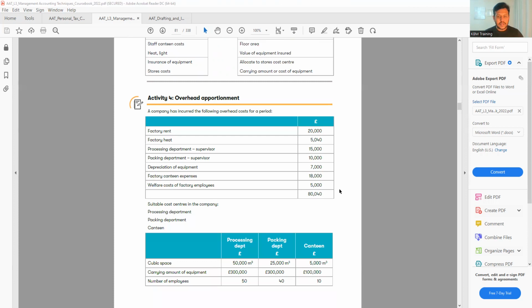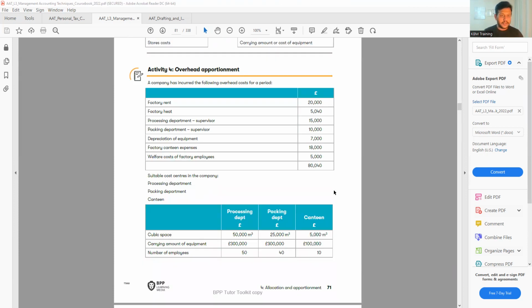Okay, so let's try this one. Activity 4, we have an overhead apportionment. The company has incurred the following overhead cost for a period: factory rent, factory heating, and then we have a processing department supervisor, packing department supervisor, depreciation of the equipment, factory canteen expense, and we have a welfare cost of the factory employee.